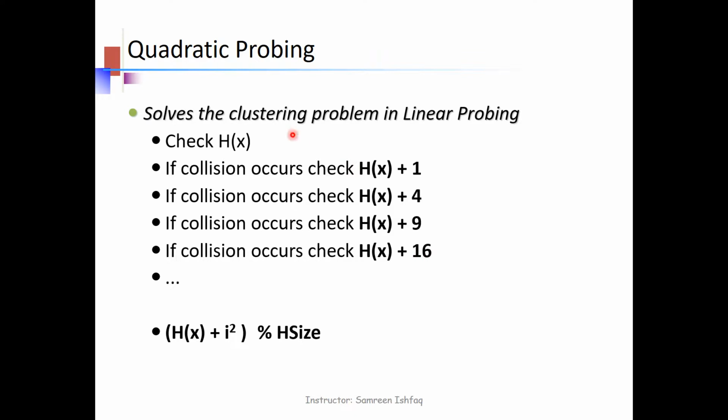One of the solutions that solves the clustering problem in linear probing is quadratic probing. In quadratic probing, first we will compute the hash function. If a collision occurs, we will check h of x plus 1. If a collision occurs again, then we will check h of x plus 4, then h of x plus 9 and so on. So instead of using i, we will use i squared. The formula to resolve collisions is h of x plus i squared. If the resultant value is greater than the table size, then we will again take mod with the table size.